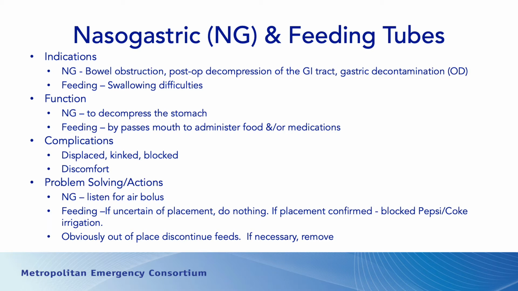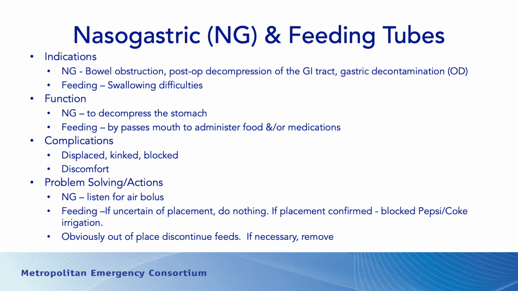If you have a feeding tube and you're trying to problem solve, you first have to make sure it's in the right place. So if you're not sure that it's in the right place, you should do nothing. If you know the tube is in the right place, what we'll try to do at the hospital is we may try some Pepsi or Coke to irrigate the tube. These are fairly caustic substances, and if we can get some of that into the feeding tube, it will help break up whatever's causing the obstruction.